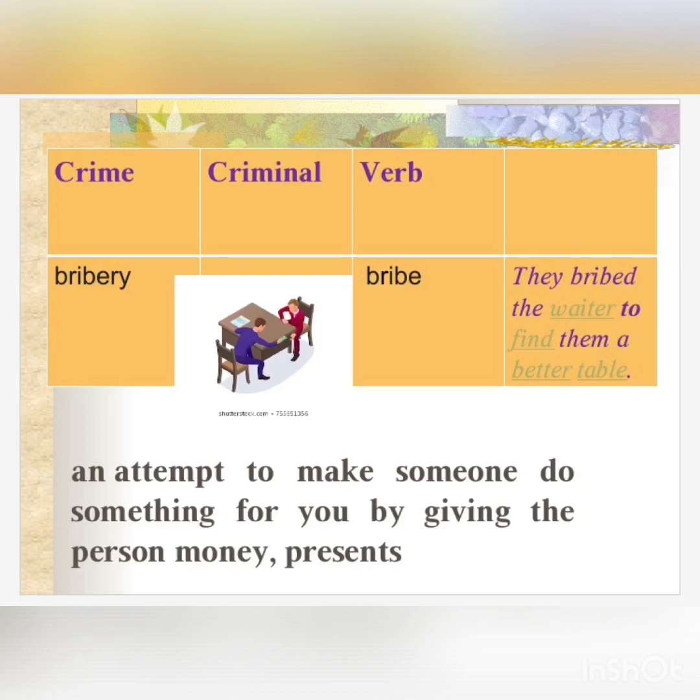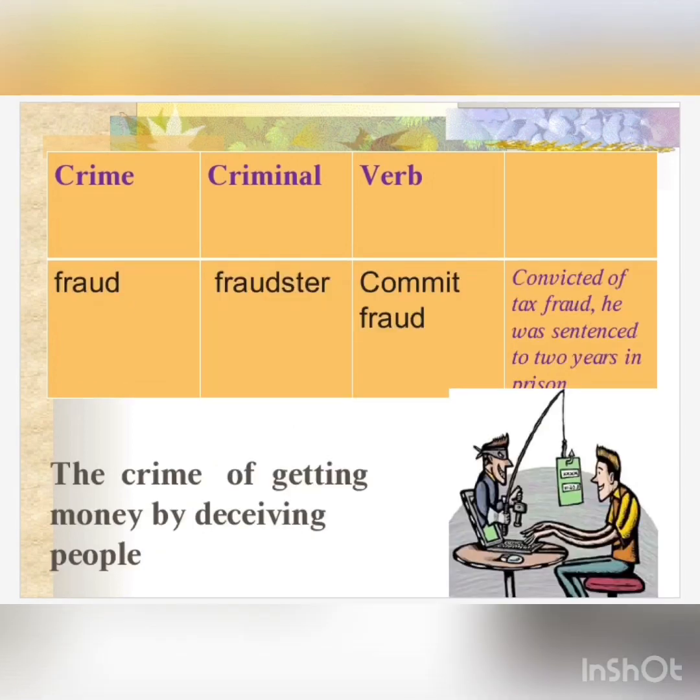The next one is fraud. Fraud is the crime of getting money by deceiving people. Fraud, criminal is fraudster, and verb is to commit fraud. So there is a lot of fraud on the internet, so be careful.